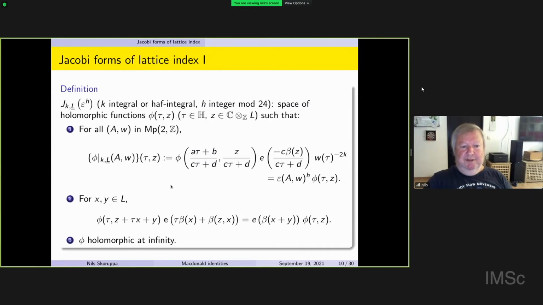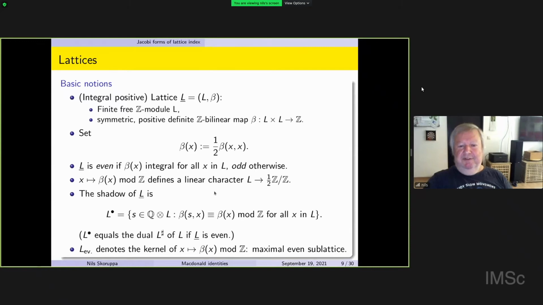And then there is another notion. When we have a lattice, an even lattice, well, any lattice, we talk of the dual lattice. But that doesn't suffice for us here. If you have an odd lattice, the dual lattice doesn't suffice. We need something else, which is sometimes called the shadow of the lattice. I think Conway and Sloane introduced this language in the 90s.